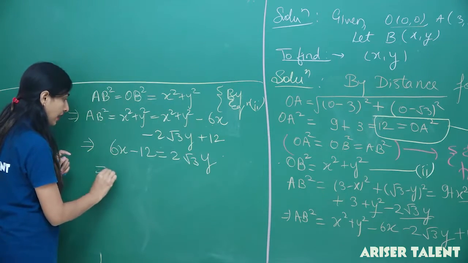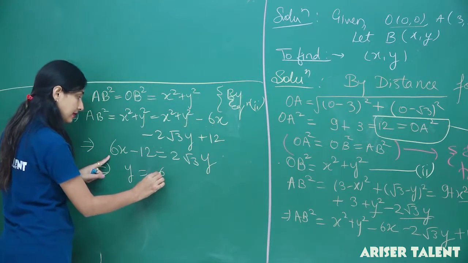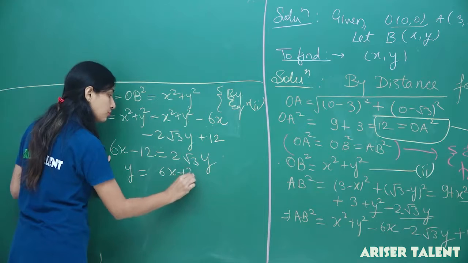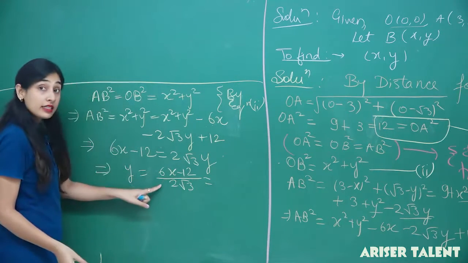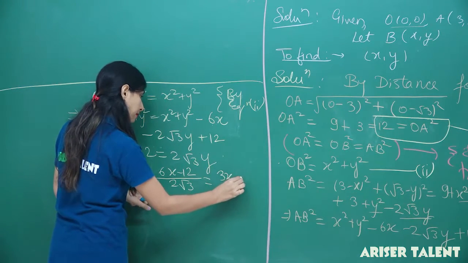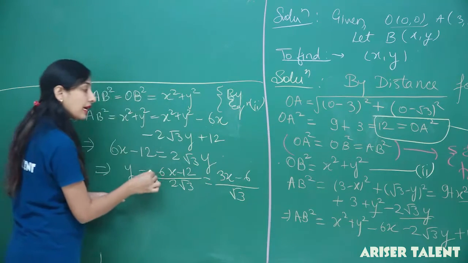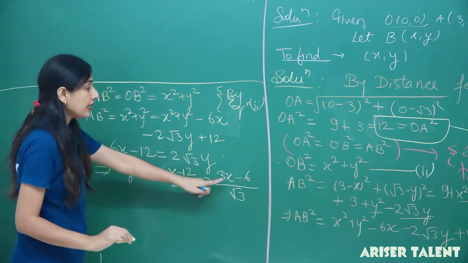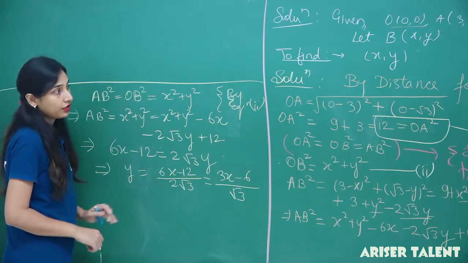So can I have the value of y from here? That equals 6x minus 12 upon 2 root 3, or you can just take 2 common here. So that will be 3x minus 6 upon root 3. The 2 cancels, okay. So y equals 3x minus 6 upon root 3, right.